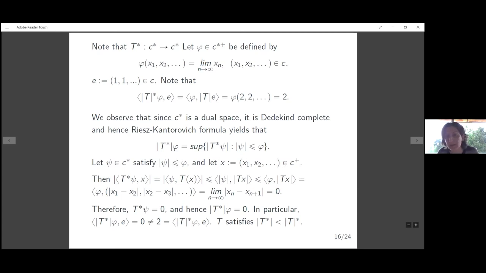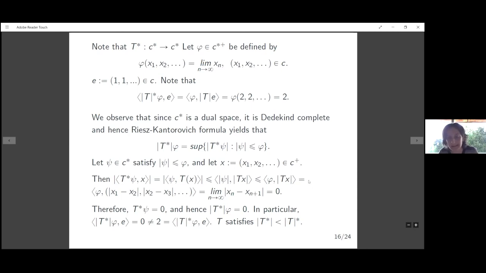And we take any positive vector in C. We take x to be positive and to be in C. Now we look at the adjoint applied on psi, and then this applied on this x in modulus. Again, we apply here the property of the adjoint and get psi applied on Tx. And then there is a known inequality that this is less than or equal to modulus of psi applied on modulus of Tx. And this is less than or equal to phi, according to our choice, applied on modulus of Tx. Of course, considering the modulus of Tx is positive.